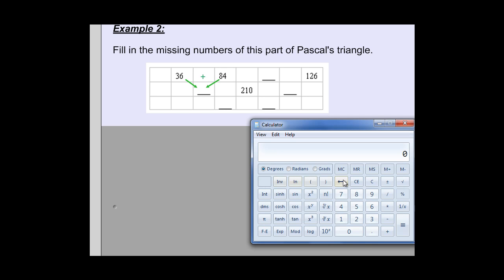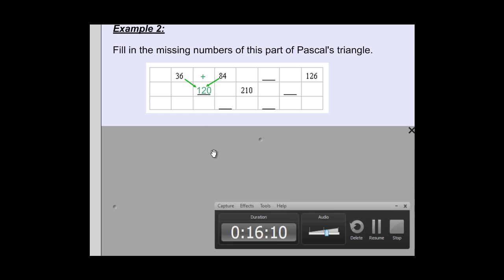Let's talk about that. First off, you'll do 36 plus 84 to get that value. So 36 plus 84, just to be sure here, you grab your calculator, right? And you get 120. Now to get this spot, you take 120, add it to 210, and you're going to get 330 here.